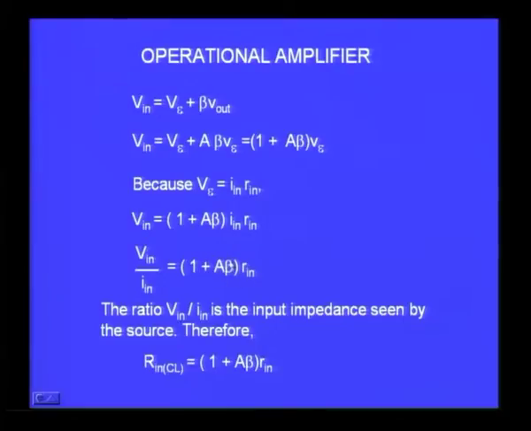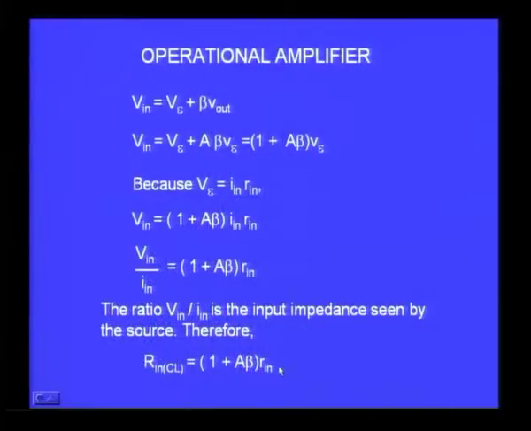So, A beta is a very large number compared to 1, therefore it is multiplied by a very large number, and the effect of feedback is to increase the input resistance by several orders of magnitude, 1 or 2 orders of magnitude. So, the ratio output resistance R in, this I call R in CL, CL means closed loop. So, input resistance with closed loop is equal to 1 plus A beta R in. So, you find the input resistance is increased by a factor which is 1 plus A beta, that is the factor by which the gain was decreased.